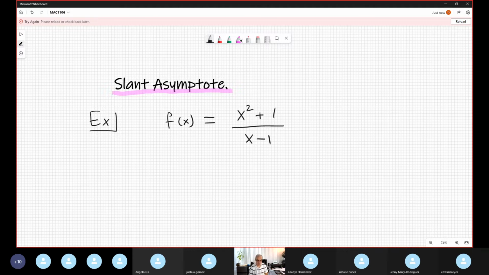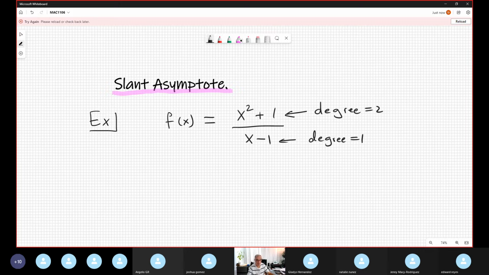However, it's important to understand that if you have a horizontal asymptote, you have no slant. And if you have a slant, you have no horizontal. They are mutually exclusive. Okay? Now, the degree of the polynomial on the top is 2, and the degree of the polynomial on the bottom is 1. And only when the degree of the numerator is bigger than the degree of the denominator by 1 do you have a slant. Otherwise, no.